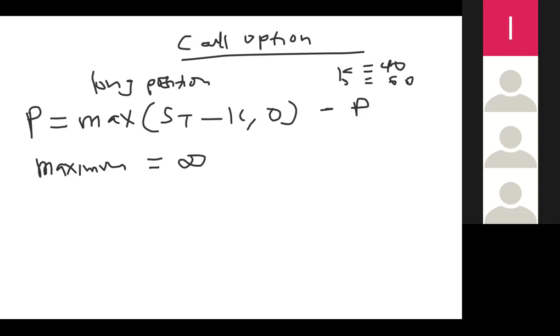Your stock price can rise up to 1 million. So 1 million minus 40 becomes your profit. It can rise up to infinity, and that becomes your profit. And then the maximum loss.